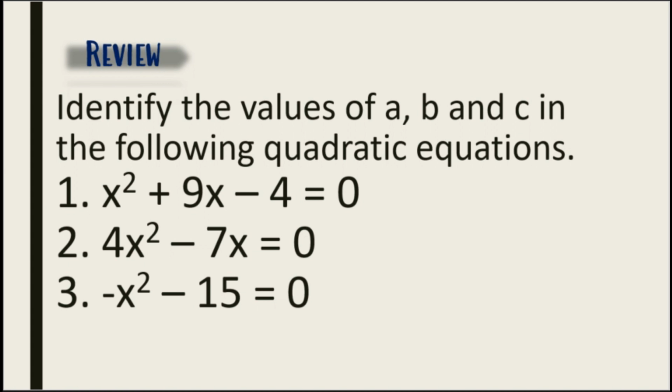Equation 1. X squared plus 9x minus 4 equals 0. Equation 2. 4x squared minus 7x equals 0. Equation 3. Negative x squared minus 15 equals 0.